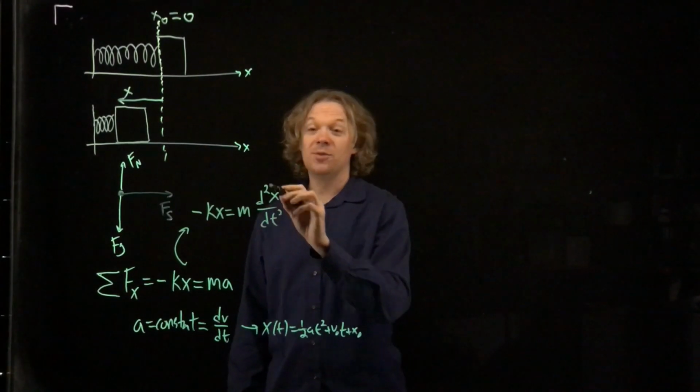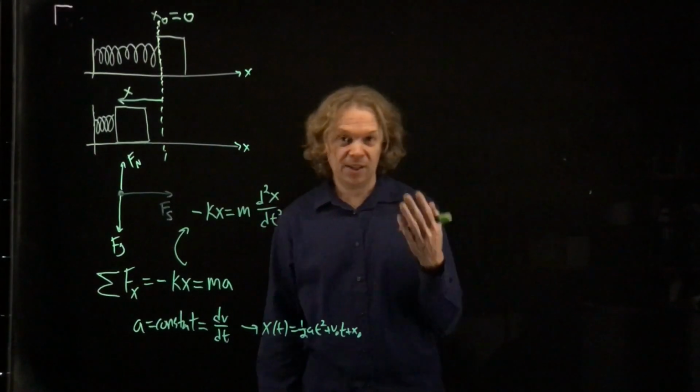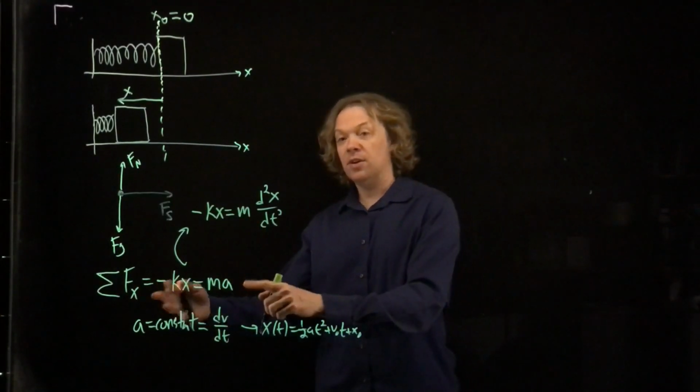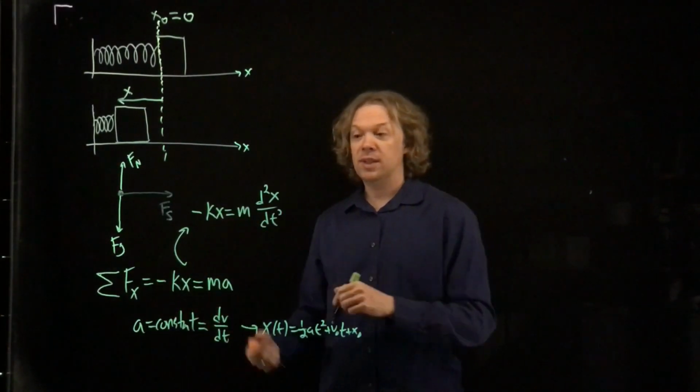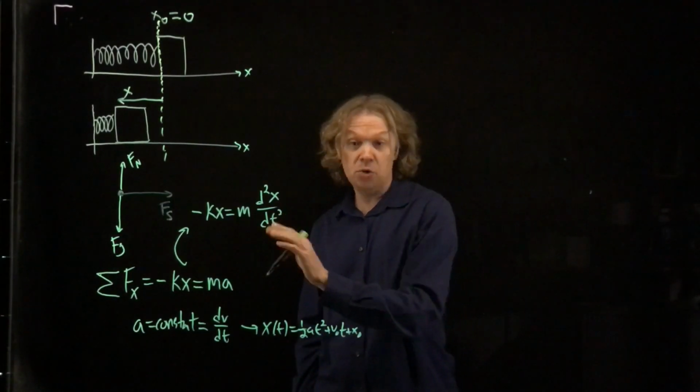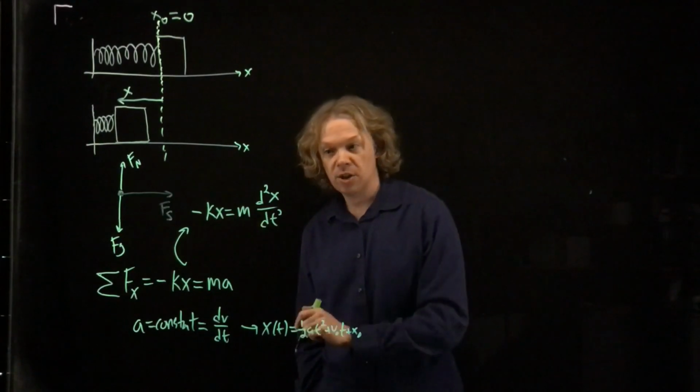Remember, that's really not a square, right? It's a second derivative, just a language thing. I say square, I can't help it. So this is the equation that actually governs the motion of the block. It's Newton's second law. This is called a differential equation. It's got a derivative, in fact two derivatives, on one side and a linear term on the other side.